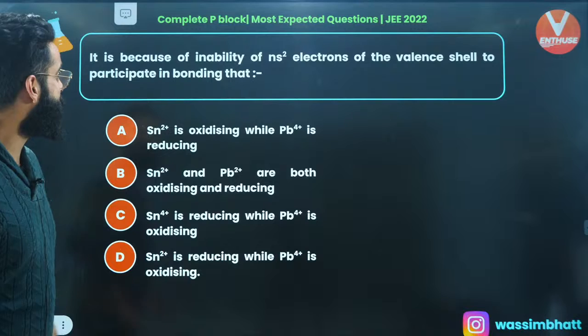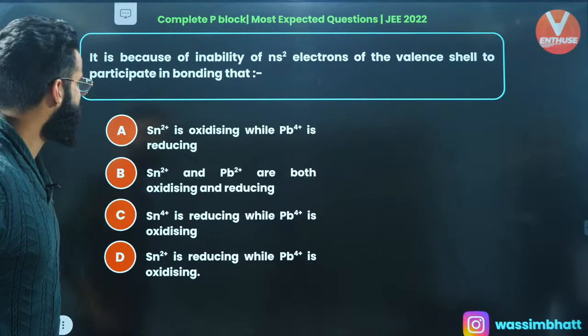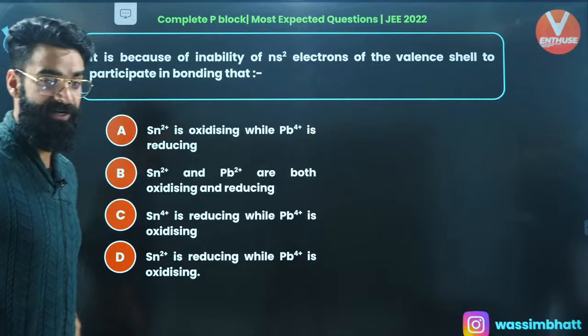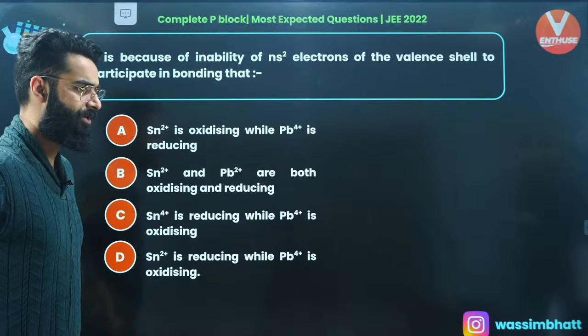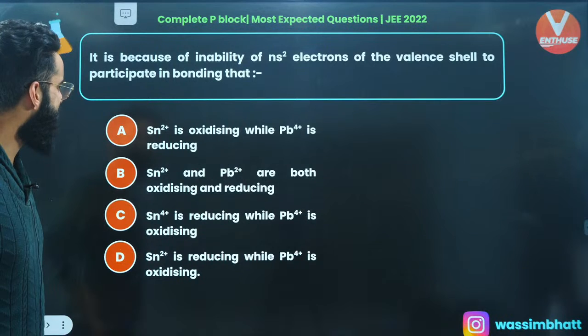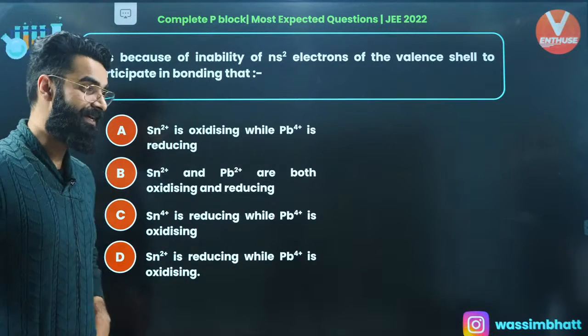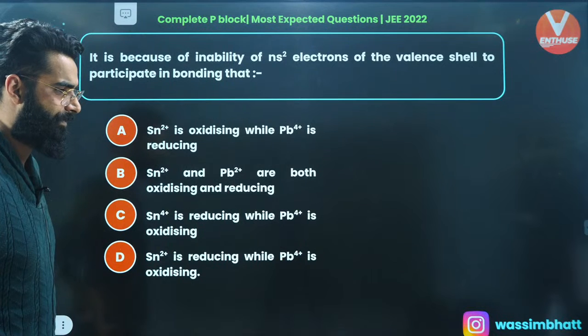It is because of the inability of the ns2 electrons of the valence shell to participate in the bonding, right? Inert pair effect, my dear people. Due to which, what happens? Sn2+ is oxidizing while Pb4+ is reducing. Is this correct? No way, right? It's not going to be correct.